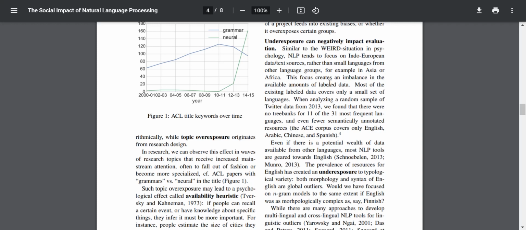This focus creates an imbalance in the available amount of labeled data. Most of the existing labeled data covers only a small set of languages. When analyzing a random sample of Twitter data from 2013, we found that there were no treebanks for 11 of the 31 most frequent languages and even fewer semantically annotated resources. The ACE corpus only covers English, Arabic, Chinese, and Spanish. Okay, so you can see there are hundreds of other languages which are equally important and spoken a lot, but they are not even there in the ACE corpus.